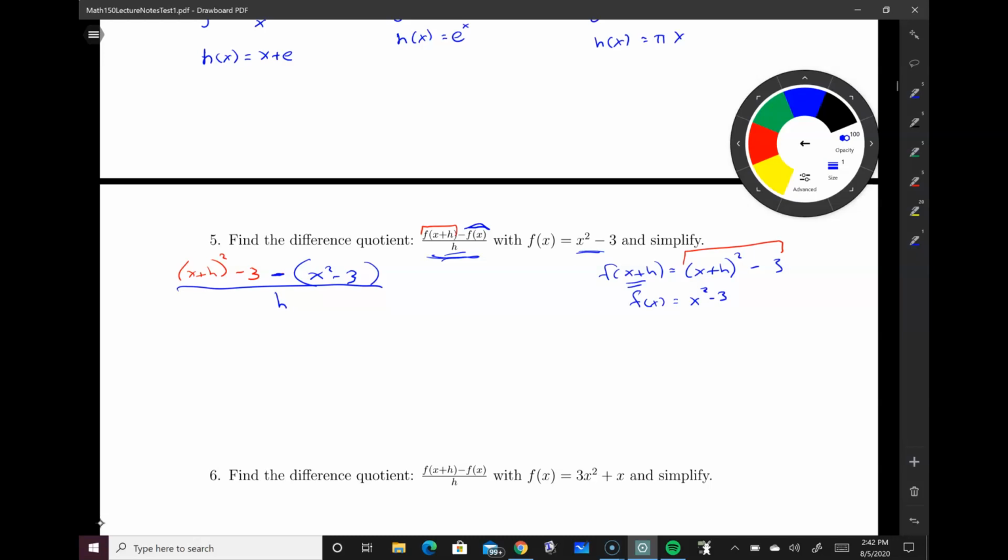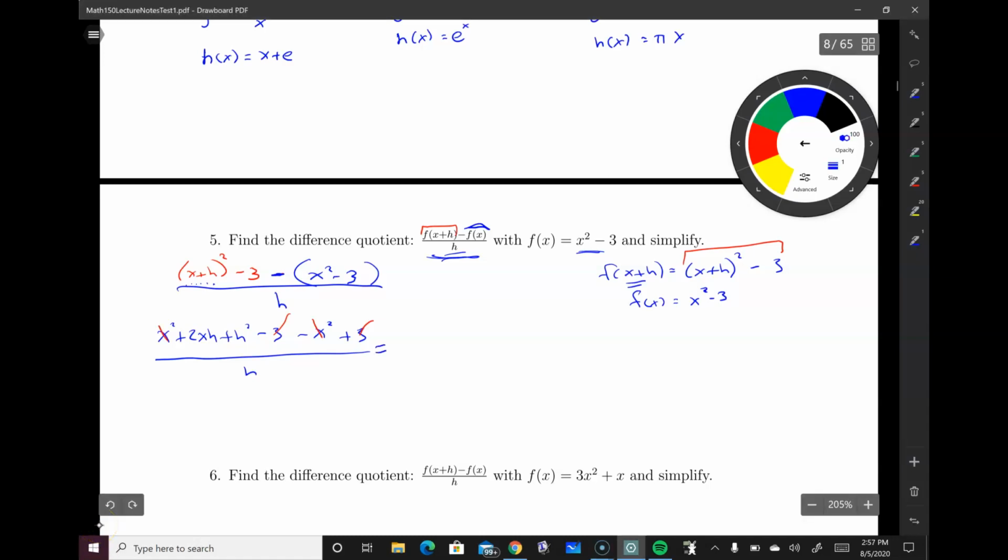All right, so this will simplify. I need to multiply this out, and you know that this is x squared plus 2xh plus h squared minus 3 minus x squared plus a 3 all over h. So I see some canceling going on here. And then the x squared's canceling. All right, so after canceling, I get 2xh plus h squared all over h.